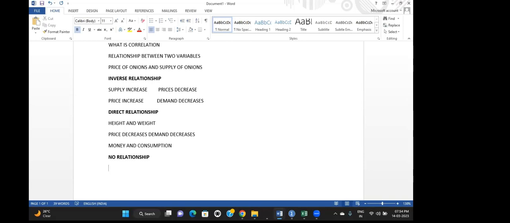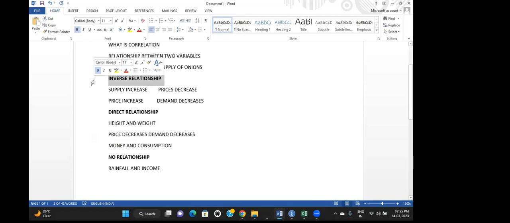Rainfall and income, right? Very good. So there is no relationship between the two variables. When we are talking about correlation, what are we trying to find out? The relationship between two variables. So the relationship can be an inverse relation, a direct relation, or no relation.